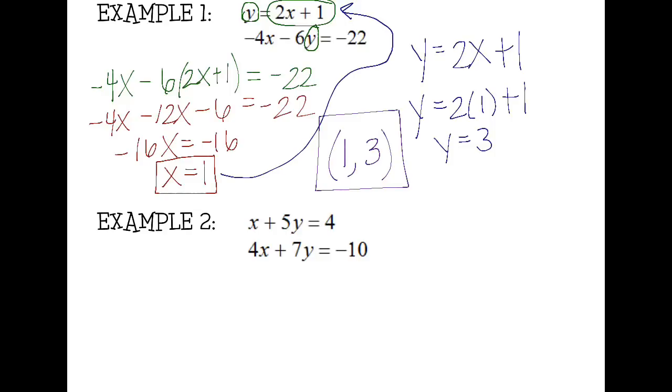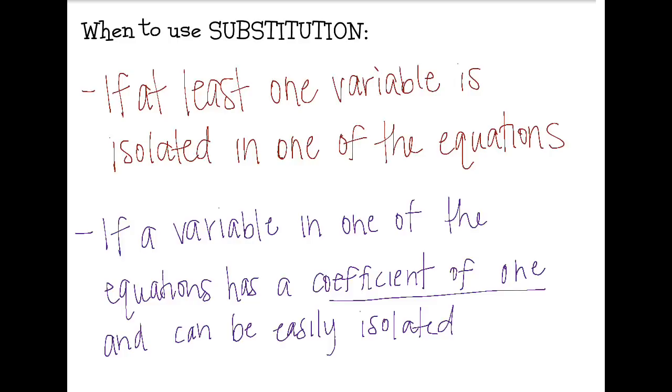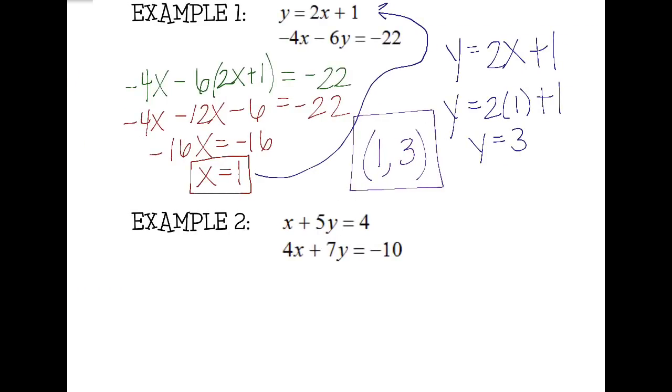Okay, so that is the first scenario when you would want to use substitution, when one of your variables is already isolated. And like we said, in this case, it was that first equation, where y was completely by itself. But that's not the only time that we could use substitution. The second scenario is if in one of those equations you have a variable whose coefficient is 1. It might not be isolated already, but it's something that could be very easily isolated. We have an example of that in the second example in your foldable.